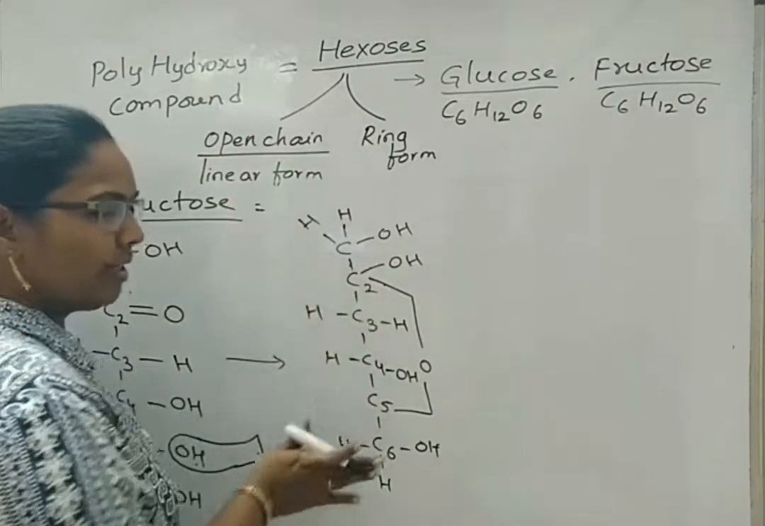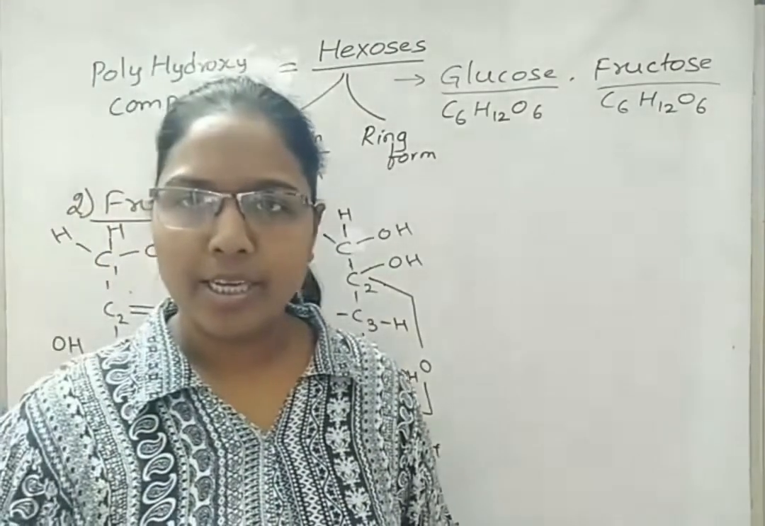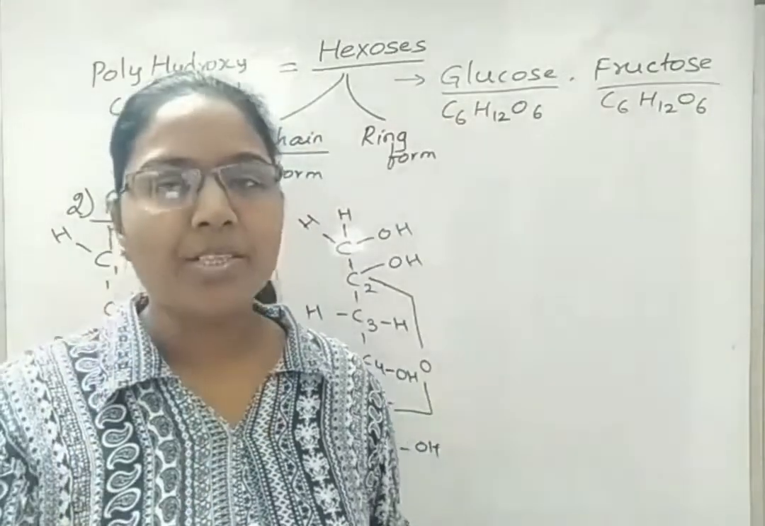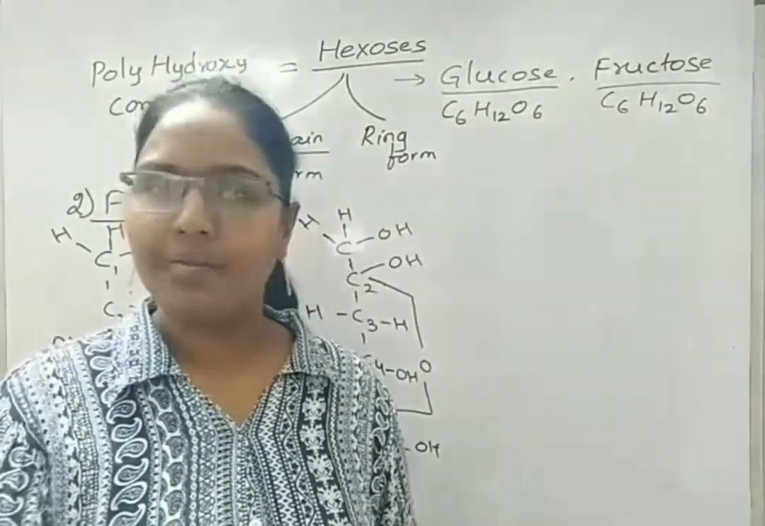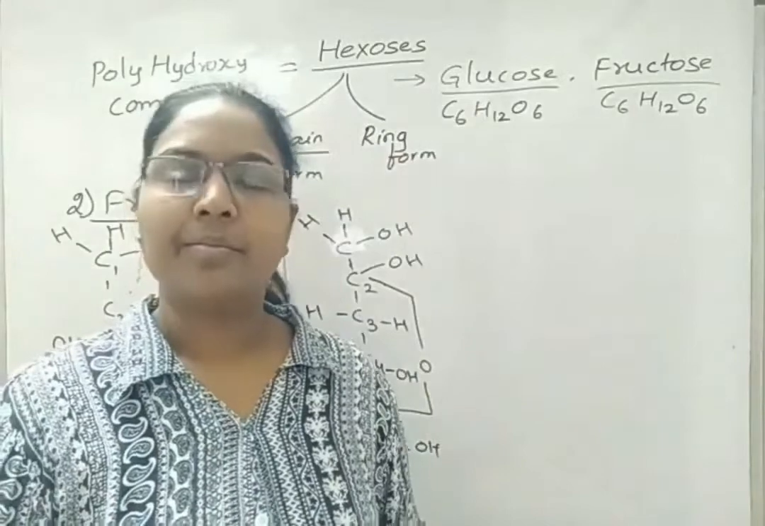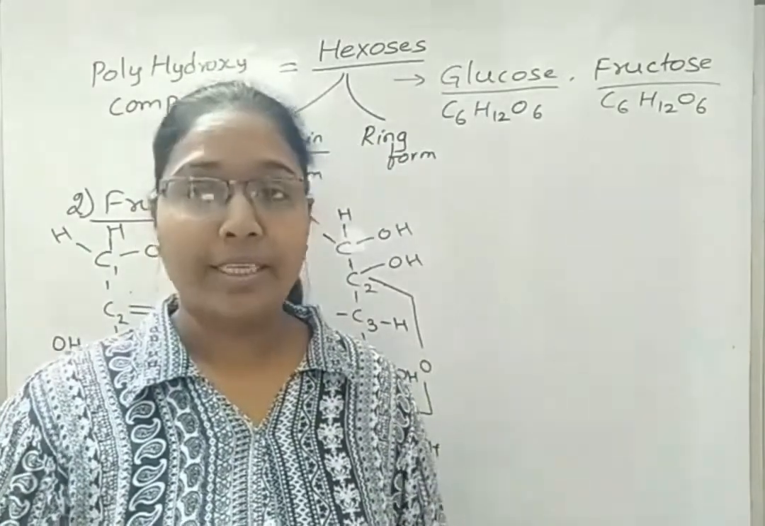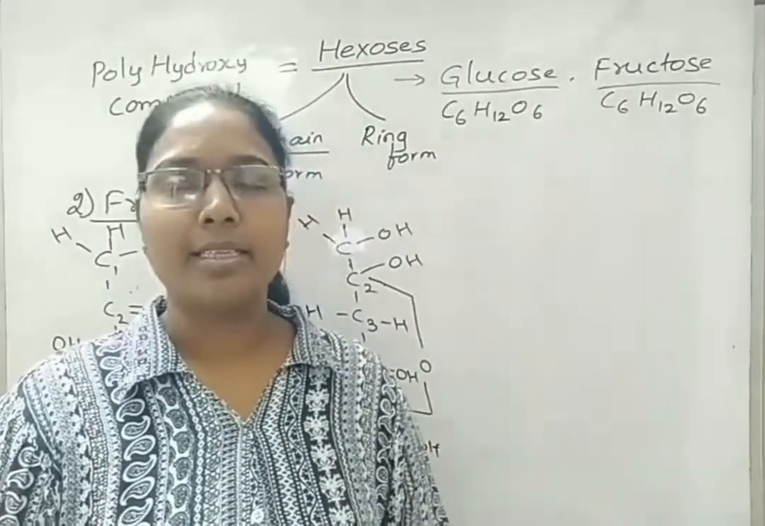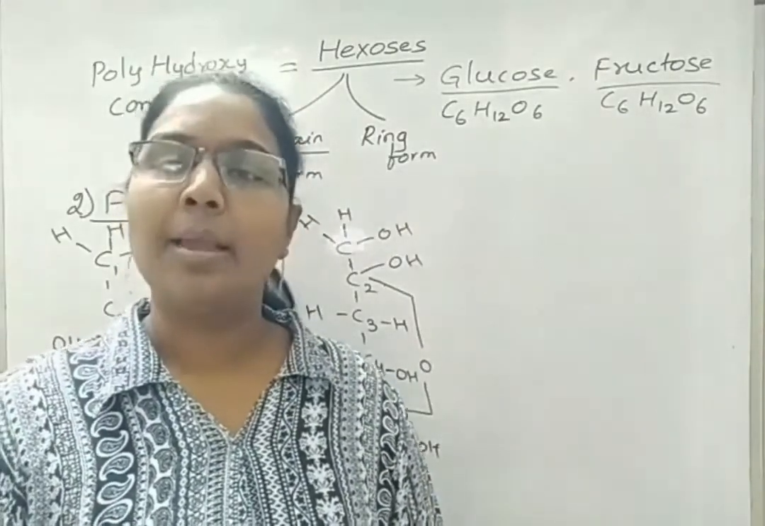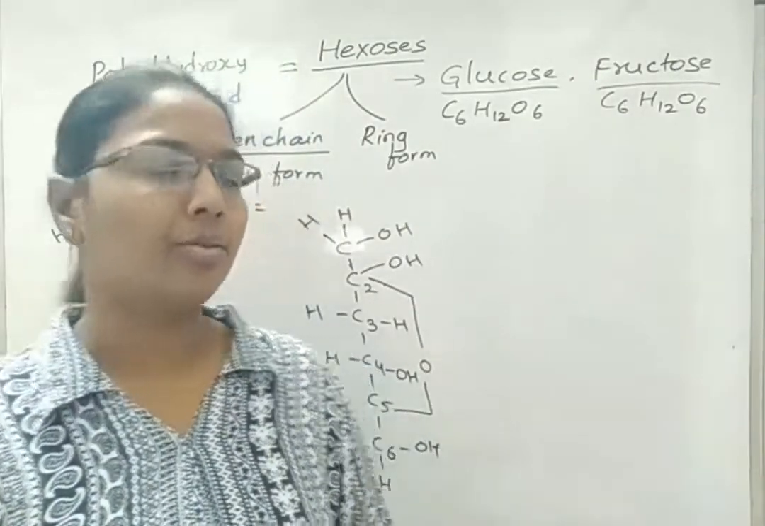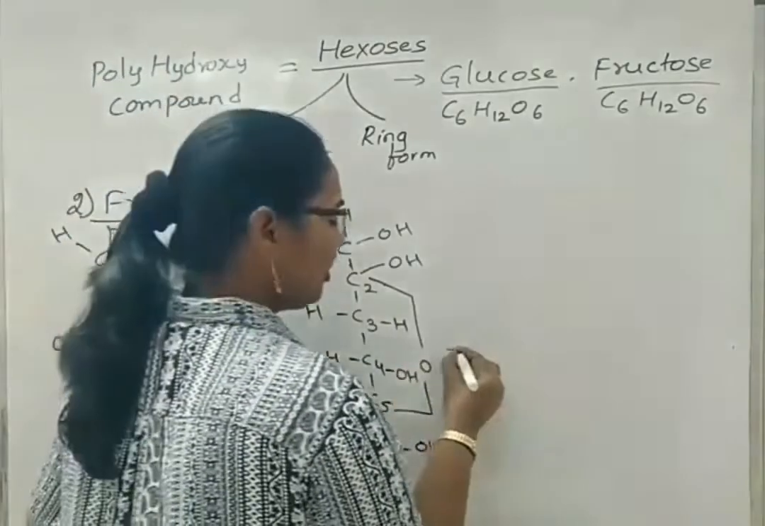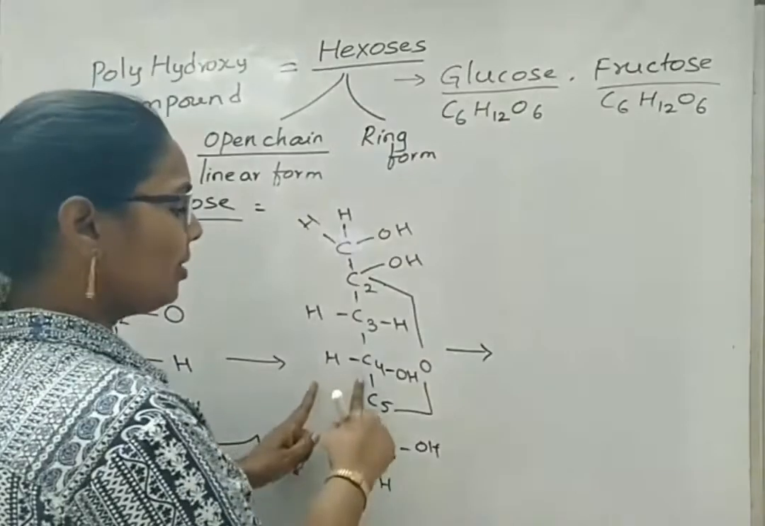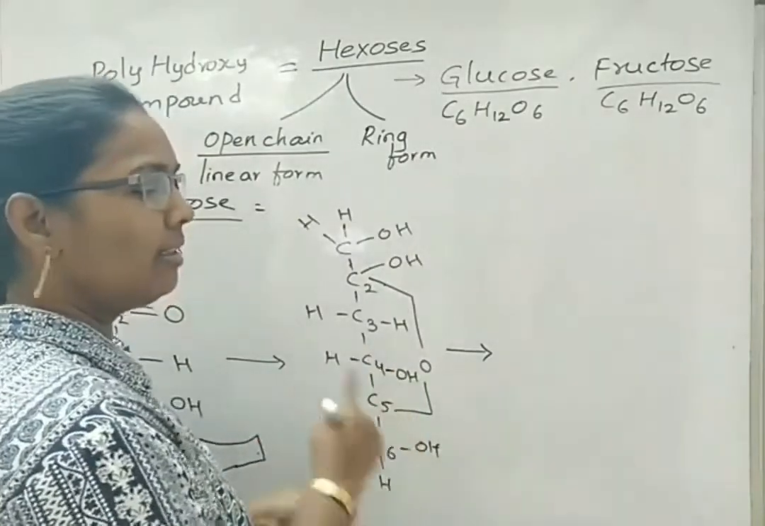Now, actually, in the body of living organisms, as I have told you, in case of glucose, the open chain form will not exist. 99.9%, we can say 100% of the carbohydrates exist in ring forms, either in pyranose ring or furanose ring. So I told you in case of glucose, the ring form is called the pyranose ring. Then how does this compound exist in the ring form?